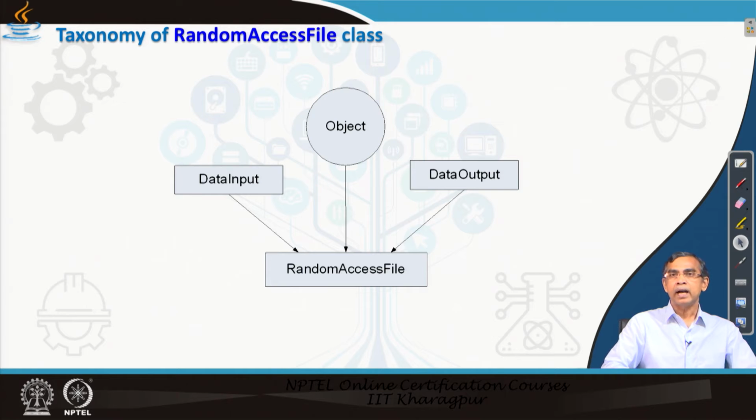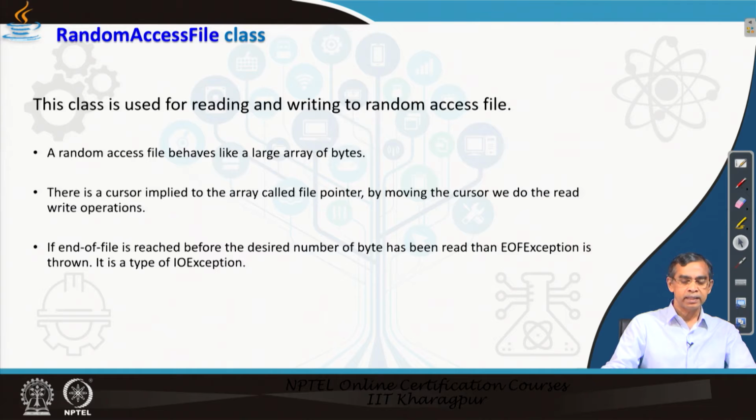Now, in the java.io package there are two interfaces, DataInput and DataOutput. The random access file implements these two interfaces, so whatever methods are there are available in the random access file.